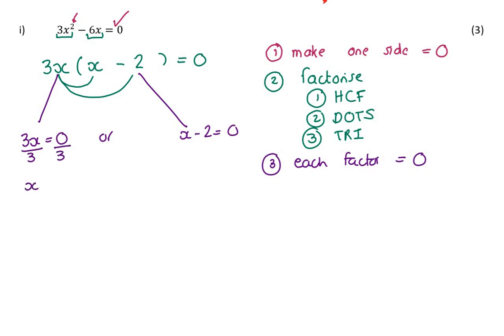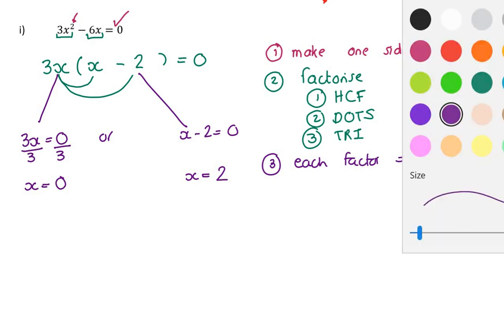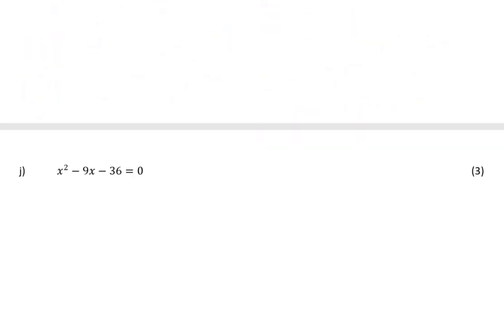So if I divide by 3 on both sides, 0 divided by 3 is 0. Or I add 2 to both sides, and I get 2. And so there's two different answers. So again, there's a summary of quadratic. Once I know it's quadratic, make one side equal to 0, factorize, and give each factor a chance to equal 0. Okay, let's try another one.